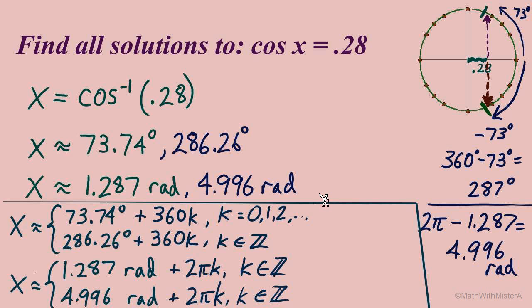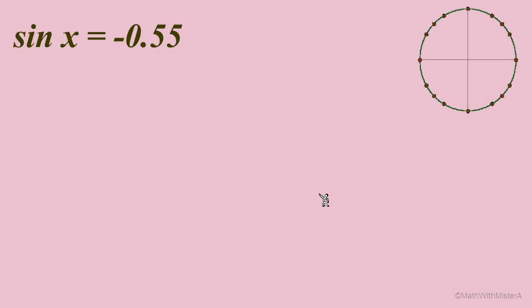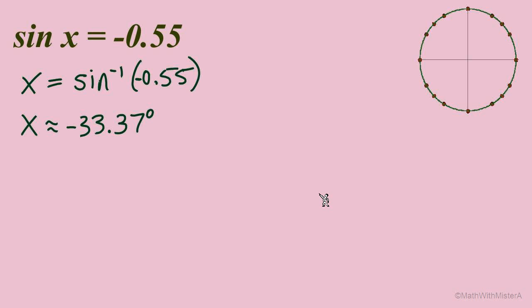We want to hit sine and tangent, and then explore some other different equations that we'll encounter. Next, sine of x equals negative 0.55. Again, not a value that we're used to seeing from our main points on the unit circle, so we need to use an inverse trig function. X will equal inverse sine of negative 0.55. Punch that in, and now we come up with negative 33.37 degrees, which is down here in quadrant 4.